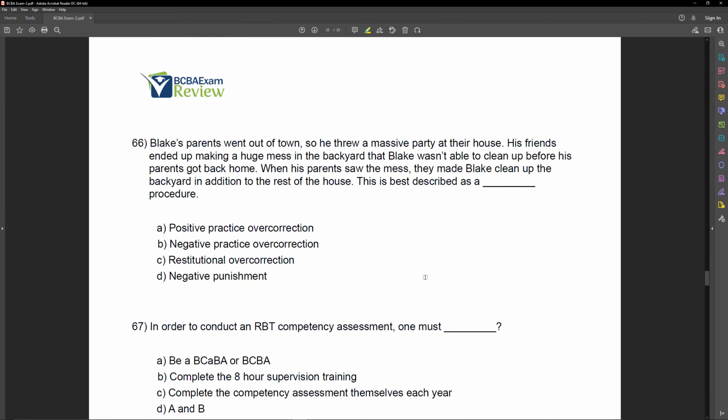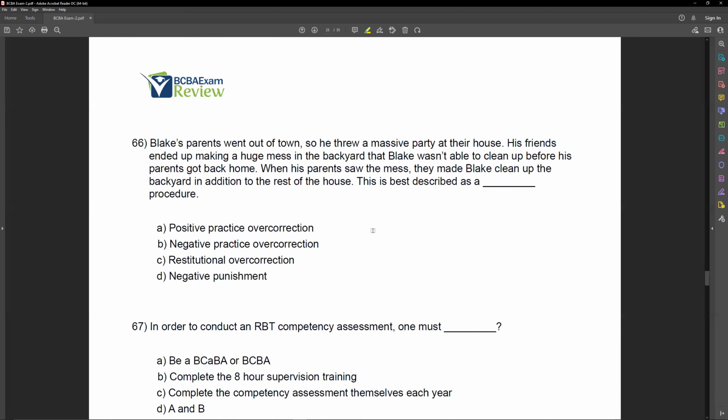All right, so Blake got in trouble, threw a big party, backyard was wrecked. Parents come home, they need to punish him in some way, right? So they make him clean up not only the backyard, but also the rest of the house. What is this considered? Is this positive practice overcorrection? Well, in positive practice overcorrection, we make the learner do the correct behavior over and over. It's not what Blake's parents did here. Negative practice is the opposite. They make Blake do the wrong behavior over and over.